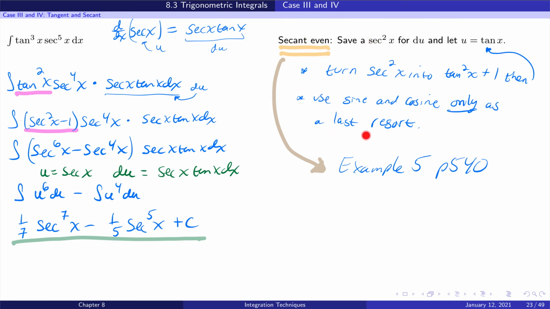One thing I want you to realize is that please don't go running to sine and cosine immediately. Some people don't like working with secants and tangents, so they turn them into sine and cosine. And if you can just get a couple of these derivatives memorized, then the secant method and the tangent method is a little bit more efficient than turning everything into sines and cosines.